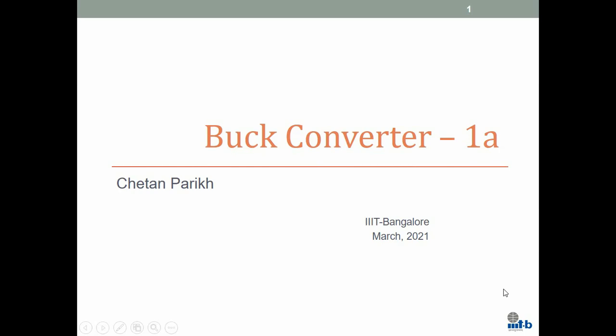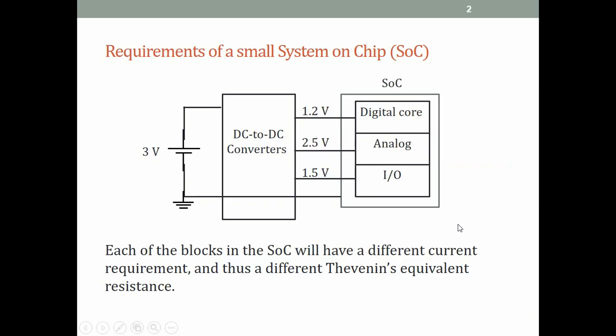Okay, so we begin the buck converter discussion with this lecture. If we look at modern systems on chip, which are basically single integrated circuits on which entire electronic systems are integrated, a small SoC will have three major parts inside the chip. So this is a chip. Then the majority of the chip is a digital core, which is a large digital circuit. It will have processor and memory and control and all kinds of things.